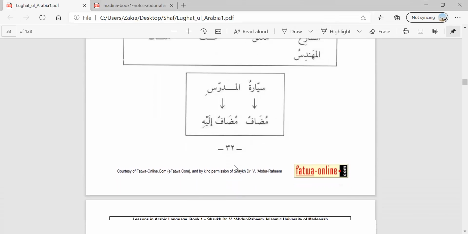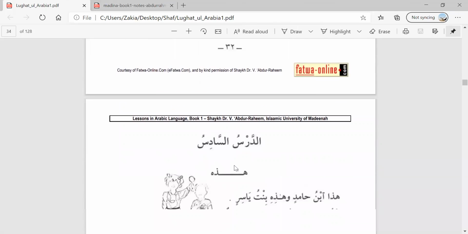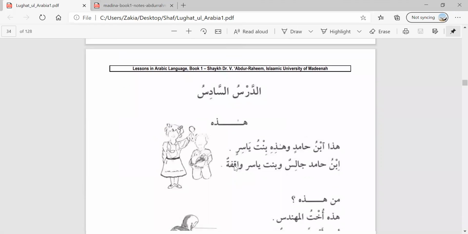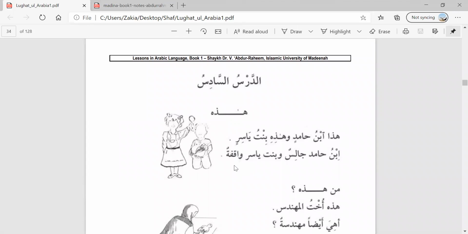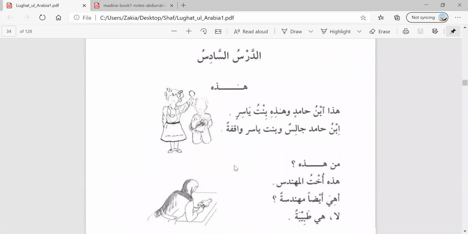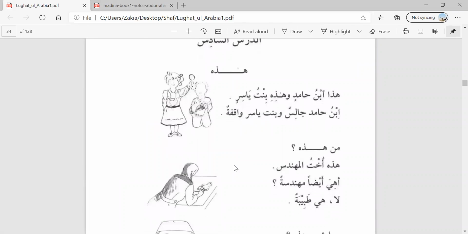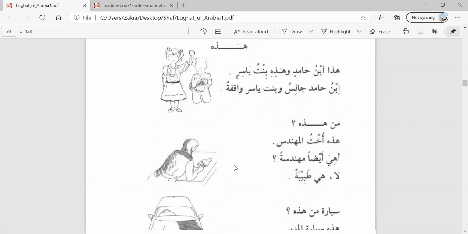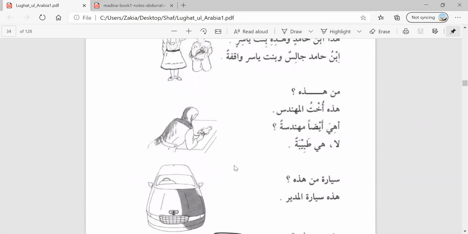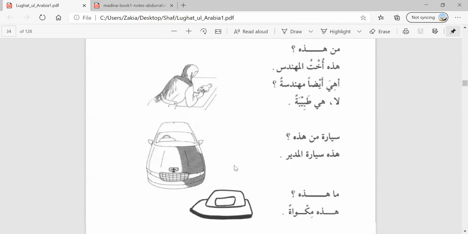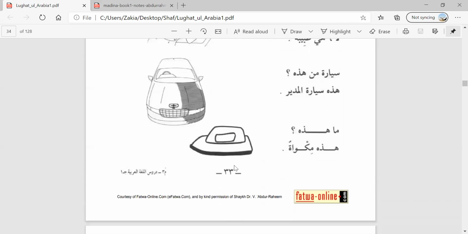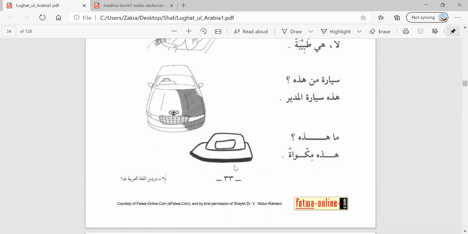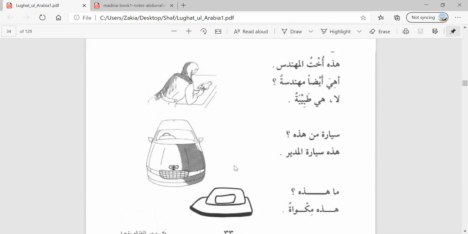Okay, so here you have mudaf, mudaf ilayh, going through them again. You could go all the way up to ad-dars as-sadis. Here we have hada ibnu hamidun wa hada bintun yasirun. If you feel comfortable reading through this, you can do so, but I'm sure your teacher would have gone through these as well based on the lessons. So ma hada, hadi mikwatun. Here you can answer these questions, which you've already done.